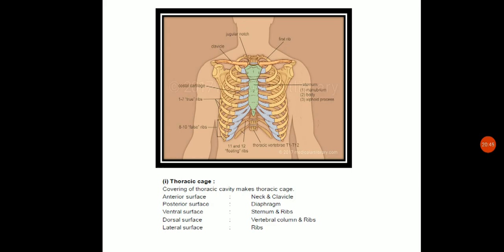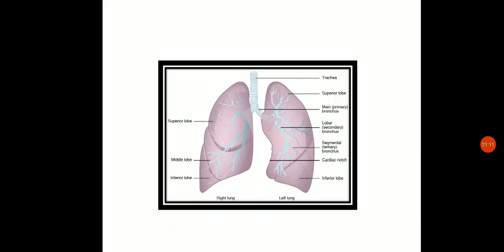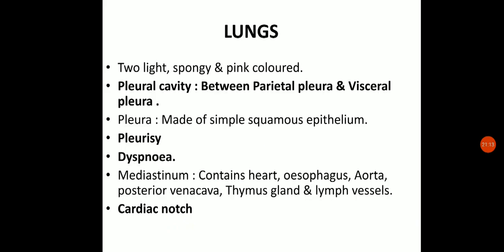So this thoracic cavity is enclosed by a structure called the thoracic cage, which is made up of different structures on different sides. Anteriorly, the neck and clavicle bone; posteriorly, the diaphragm. The ventral side has the sternum and ribs. The dorsal side has the vertebral column, and the lateral sides have the ribs. These are the main structures of the thoracic cage.